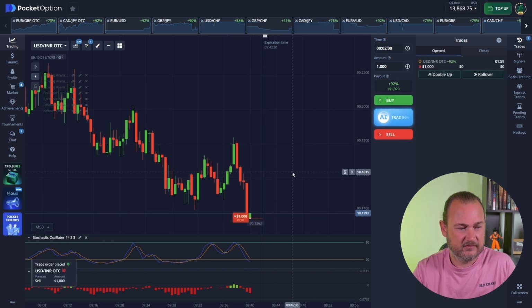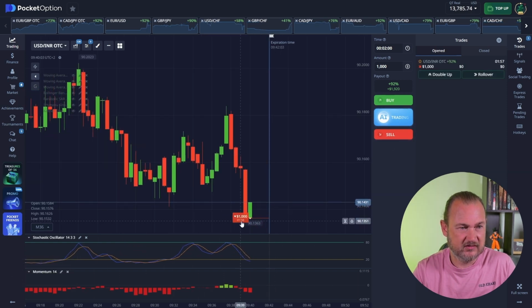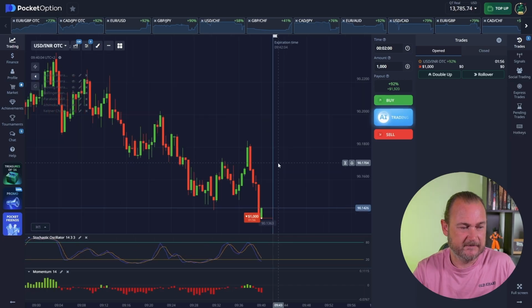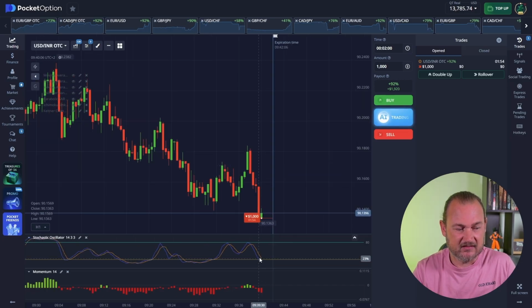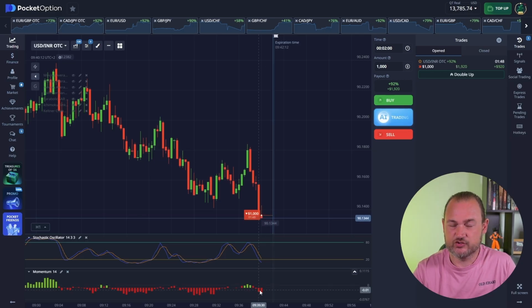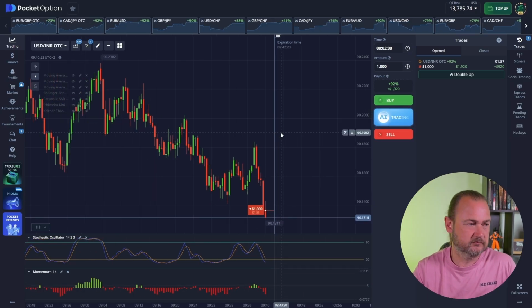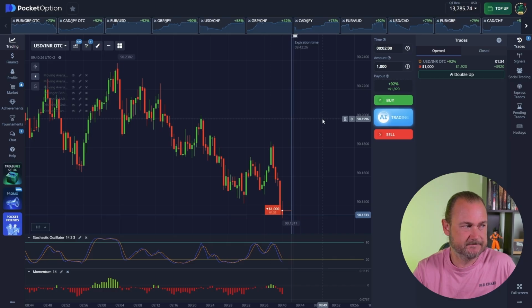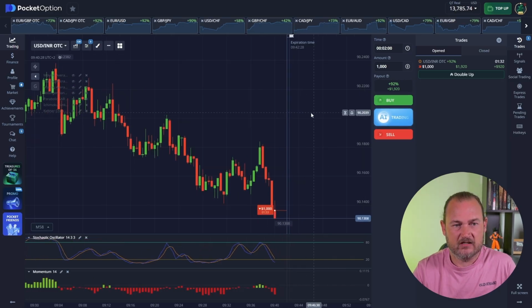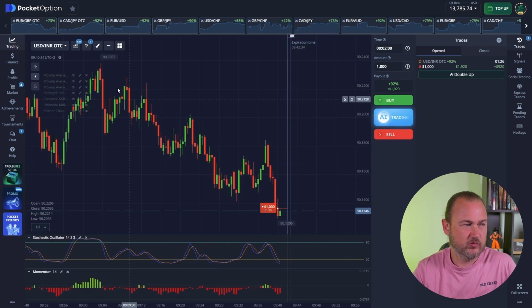There we go. We entered our position, 2-minute expiry. So my stochastic entered the oversold zone. We are in a downward trend. My momentum indicator switched to bearish momentum, and I simply entered the trade according to my strategy. Now I just need to wait it out. So we're going to sit on this for 2 minutes and see what happens.